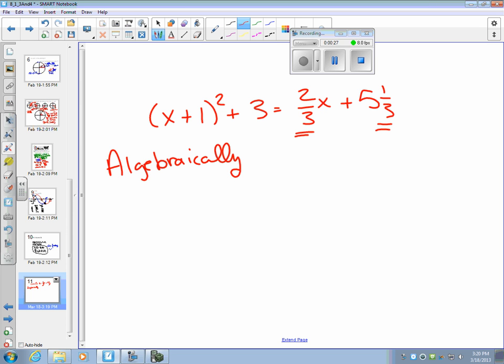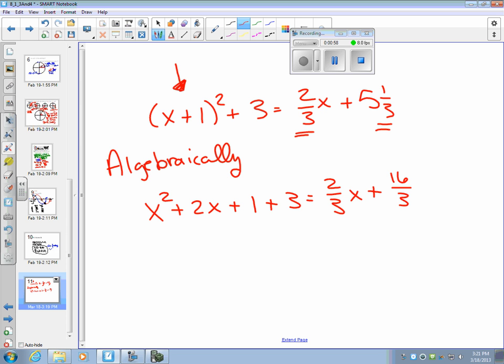I prefer to get rid of the fractions if possible, but what I'm going to do first is expand that (x + 1) squared. Is everybody okay if I do x squared plus 2x plus 1 for that? Do you know where that came from? And then just plus 3 equals the fraction x plus a mixed numeral. I'm going to turn that into an improper fraction. Is everybody okay if I write 5 1/3 as 16 thirds? Do you know where I got that from?